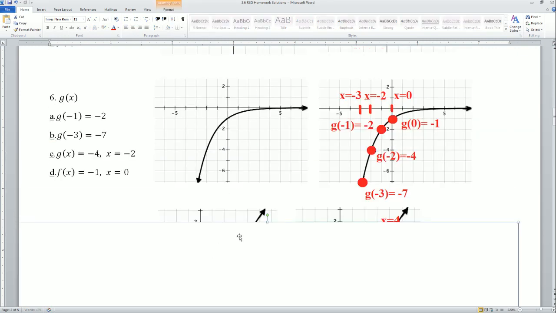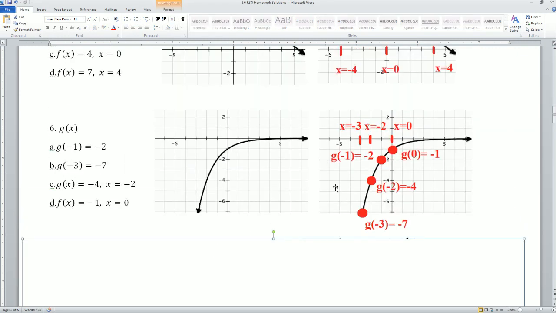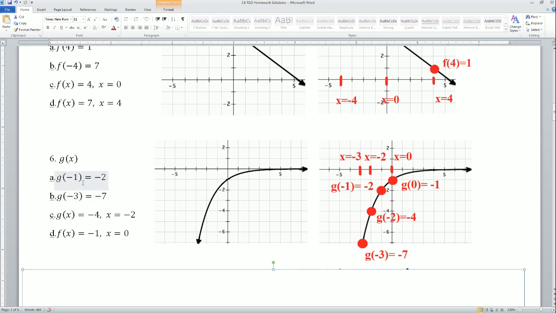Alright, same thing here. This looks like it's exponential. If I have your input of negative 1, it looks like it is right here. Negative 1. It is at negative 2, so g of negative 1 equals negative 2. So your input of negative 1 gets you the output of negative 2.